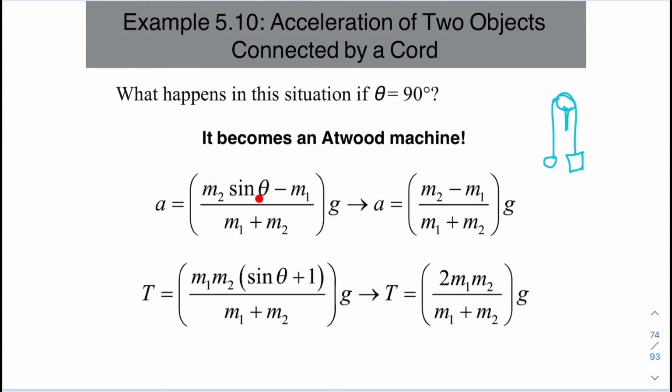In this equation, you substitute the theta here, 90 degrees. So sin 90 is equivalent to 1. The equation is going to be simplified to this, which is the Atwood machine. Again, you substitute theta here, 90 degrees, and you will simplify the formula for T into this, and again, this is a kind of Atwood machine's formula.